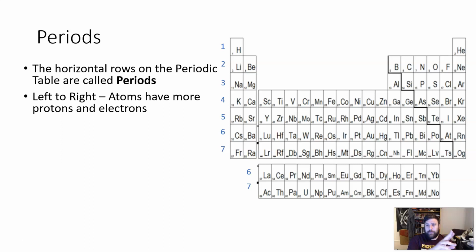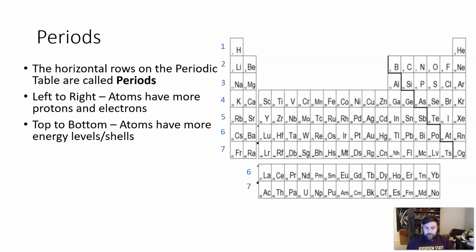As we move left to right, atoms are gaining more and more protons and electrons. They are going up in atomic number. So left to right, they're gaining protons. Going top to bottom, the atoms are gaining energy levels.